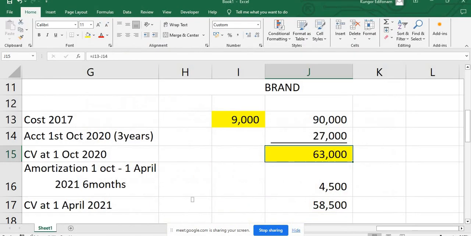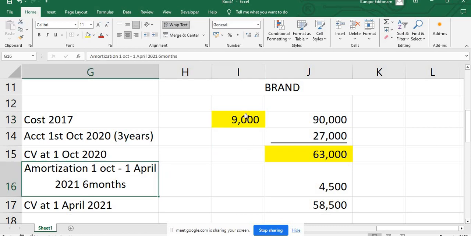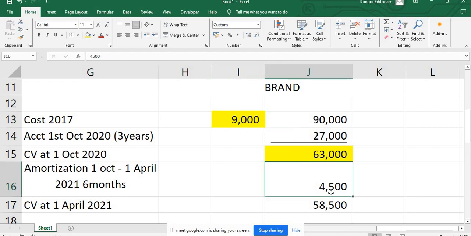Calculating the months from 1st October to 1st April is 6 months, and 6 months is half a year. If every year you are amortizing 9,000, from 1st October to 1st April should be half of 9,000, which will give you 4,500. That is the amortization for half a year, and then you less it. If you less it from the current value as at 1st October 2020, you should get the current value as at 1st April. That's where the first 6 months ended. I hope it makes sense. Very good. Any further question before we move on?